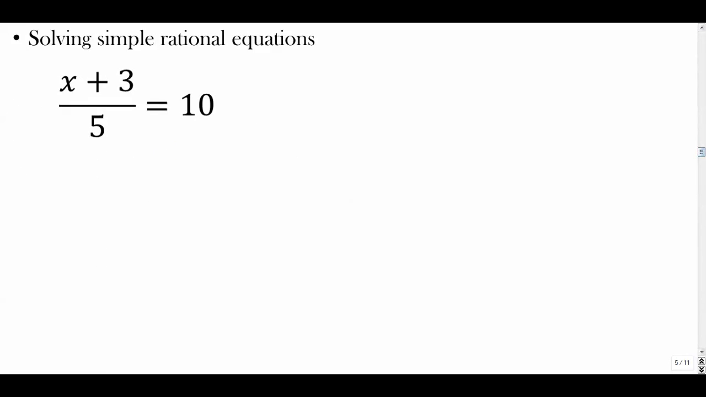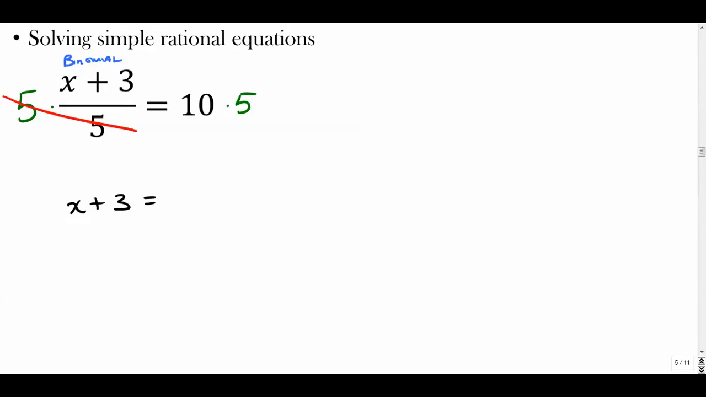Solving simple rational equations. Alright, so we have a binomial, which means we have two terms, divided by a constant is equal to a constant. When we have such a situation, what I want you to do is simply multiply both sides by 5. Clear that denominator, leaving us with these canceling out, leaving us with just the top.